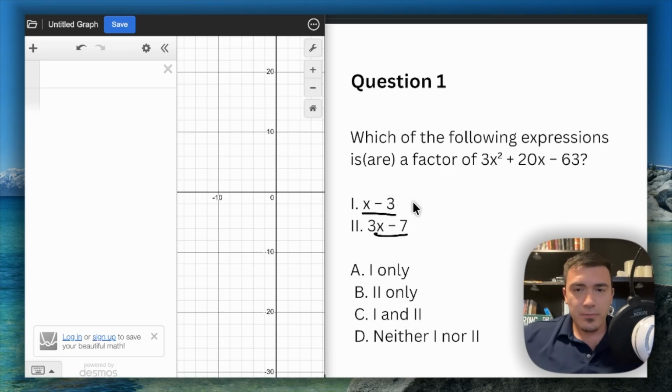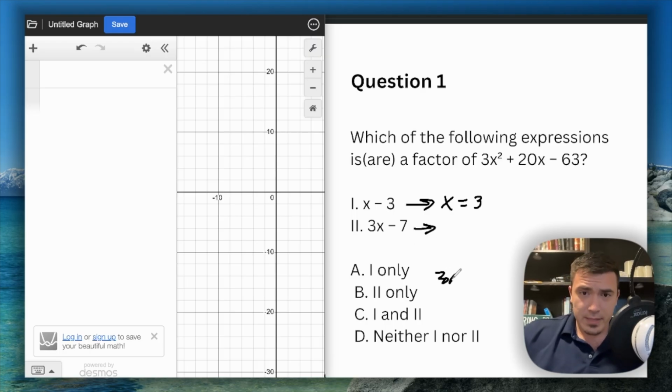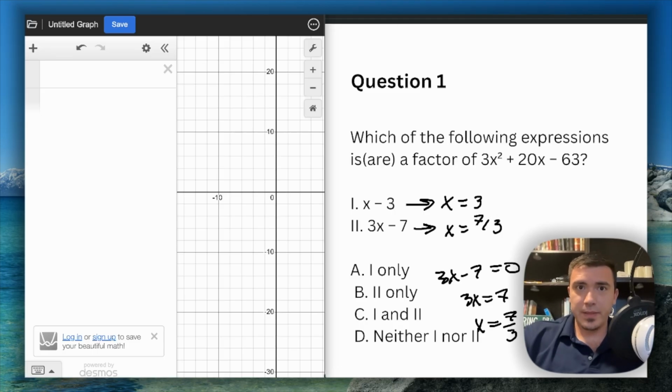Well, when you know that one of the factors is x minus 3, then that tells you that one of the zeros of the graph would be x equals 3. Because, you know, you take this, set it equal to 0, just like some good old algebra 2, right? So I do the same exact thing for this one. If I take 3x minus 7 and I set it equal to 0, 3x equals 7, so x equals 7/3. So this will tell me that one of the zeros for this one would be 7/3.